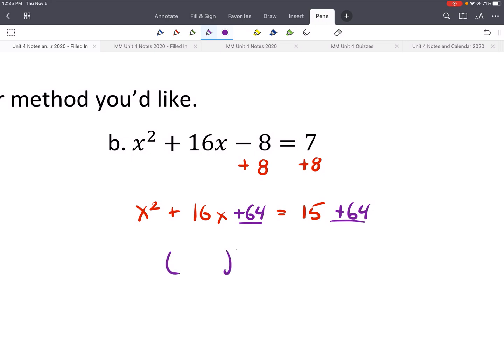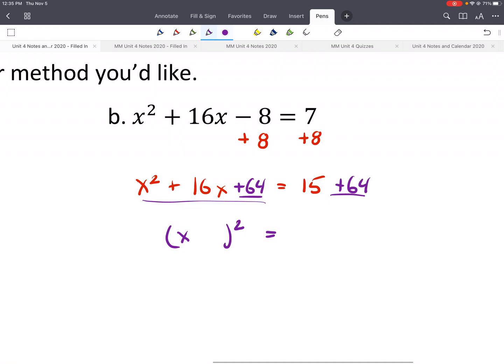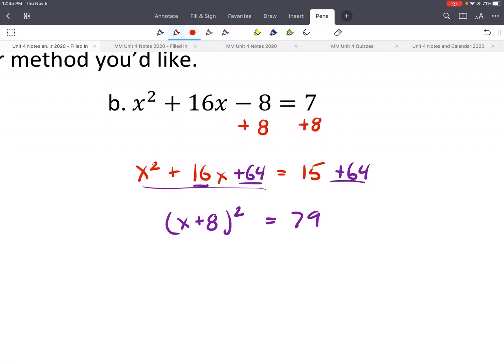Now we can write that as a binomial squared because this is a perfect square trinomial. So it'll be x, and then half of b would be 8. Or you could use the glasses method and you'd get the same thing. On the right side, that would give us 79, if I'm right. And then we will solve by using square roots, plus or minus. So we get x plus 8 is equal to plus or minus the square root of 79.